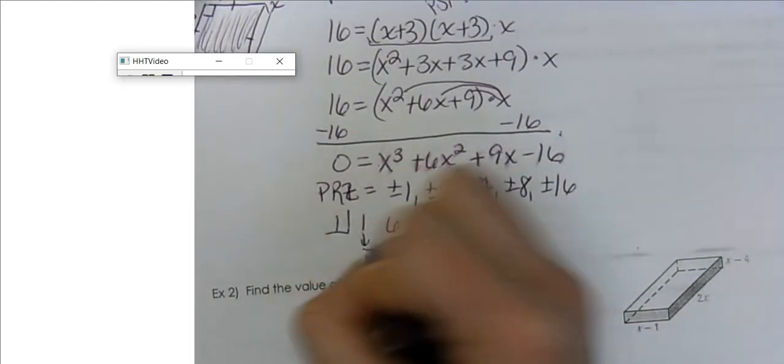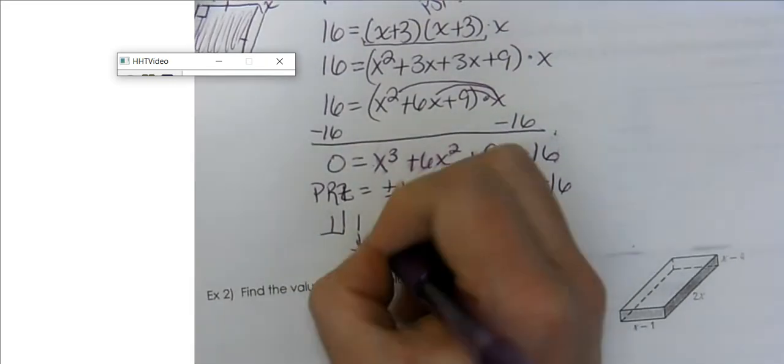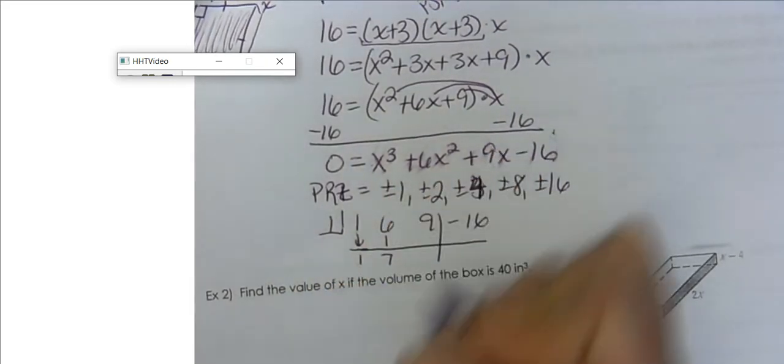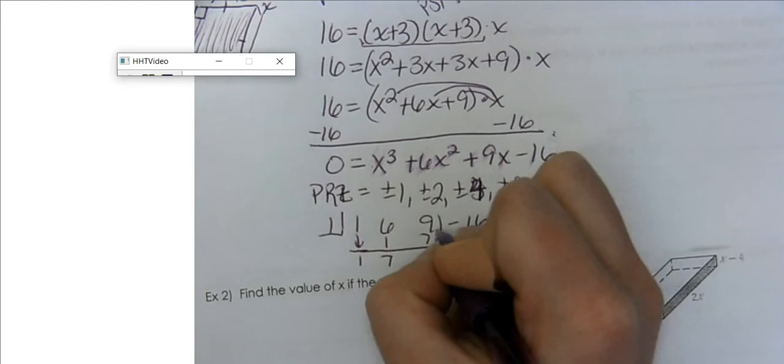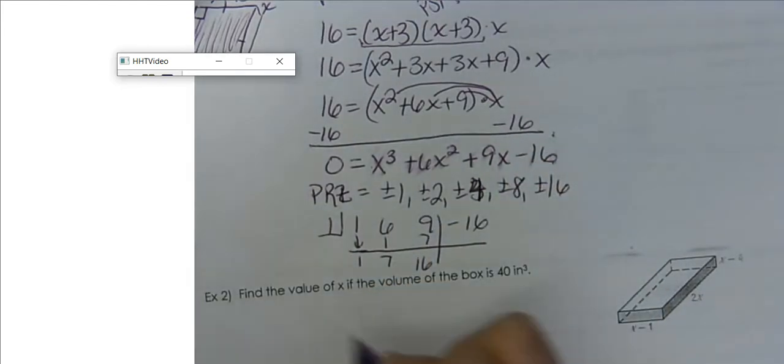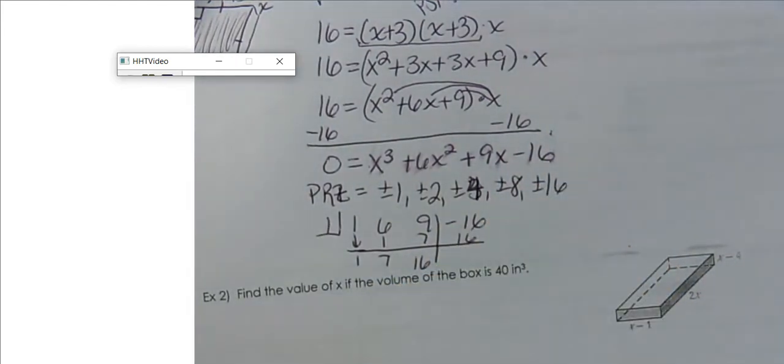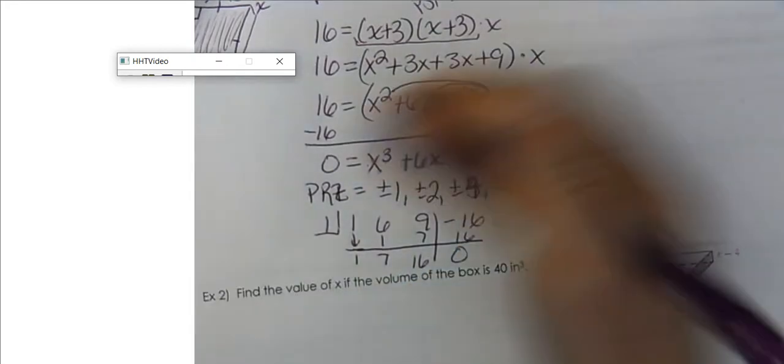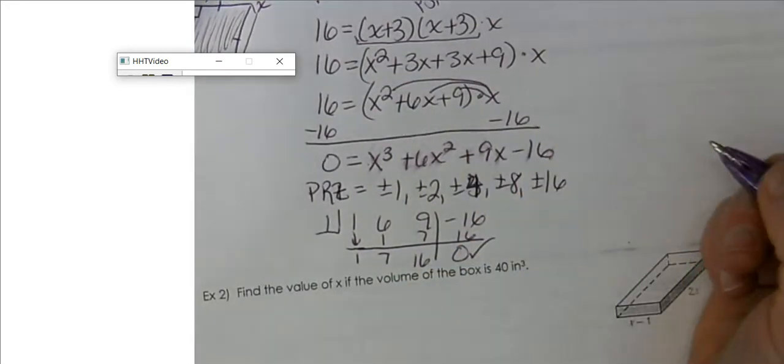So I'm going to bring down the number 1. 1 times 1 is 1. 6 plus 1 is 7. 1 times 7 is 7. 9 plus 7 is 16. 1 times 16 is 16. And negative 16 plus 16 is 0. Cool. We got very lucky.